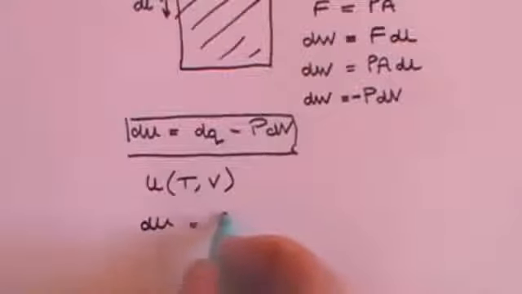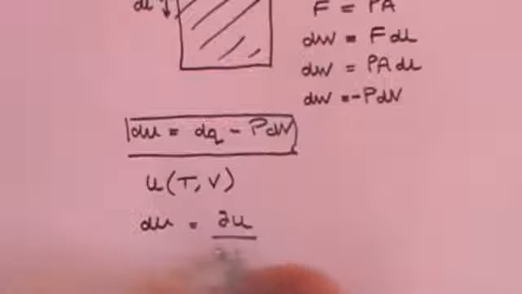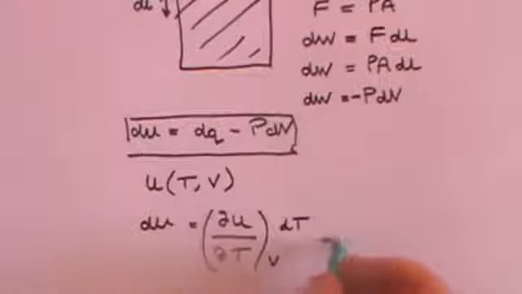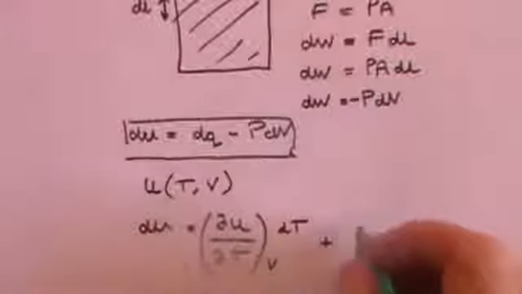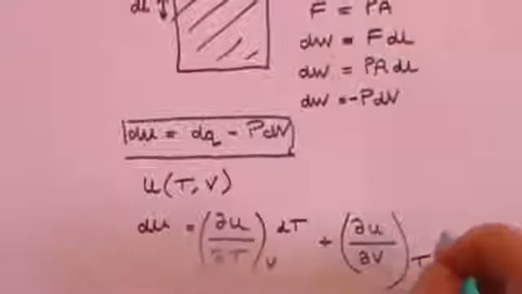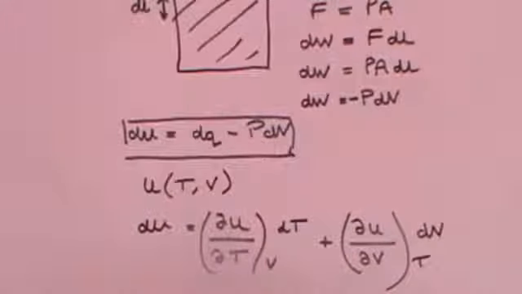This is that dU is the derivative which we describe as a partial derivative, and that's why it's got a curly d, with respect to temperature if you keep the volume constant times dT plus the derivative of U with respect to volume keeping the temperature constant times dV. In other words, we're saying the total derivative of the energy is equal to the derivative of the energy with respect to temperature keeping the volume constant plus the derivative of the energy with respect to volume keeping the temperature constant.